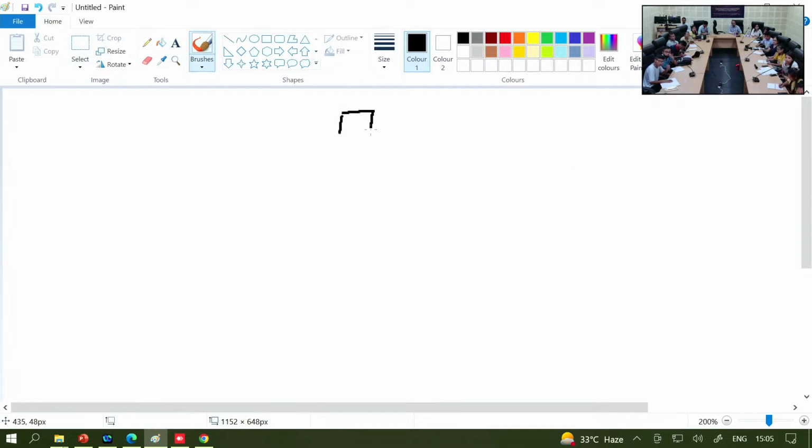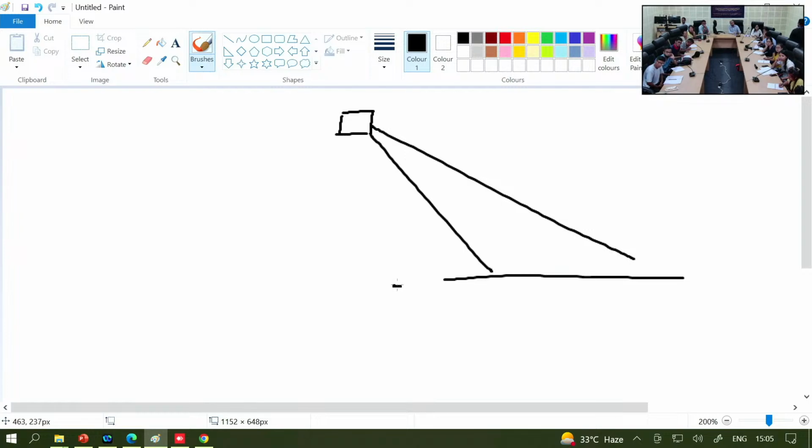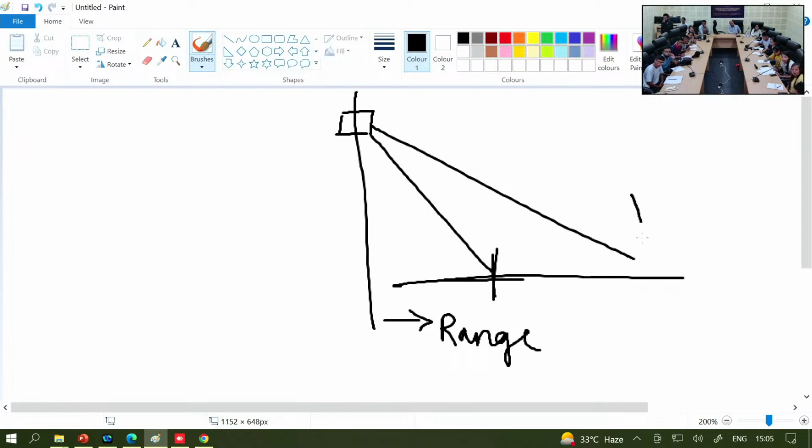So we have our sensor. Forget about azimuth direction right now. It is going to be putting a beam of light onto the surface. Now this direction is called range. Now this is closer to the satellite. This is far, so this is called far range. This is called near range.